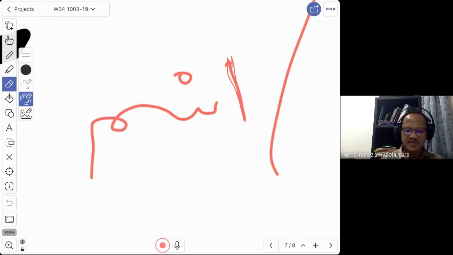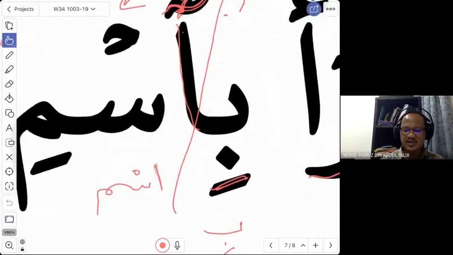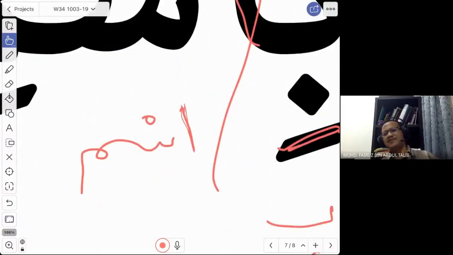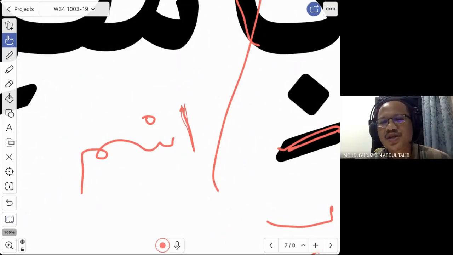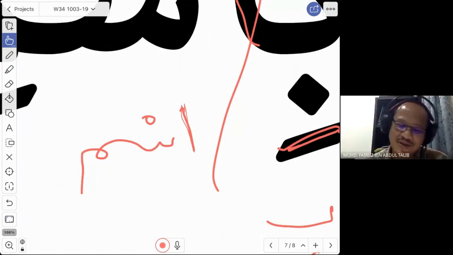Okay, let me remove this first. What is the vowel for this alif? Here you don't see any vowel. So my question is, what do you read? How do you read the alif if it is at the beginning of a sentence? Is it asmon, ismon, usmon? Ismon, yes, correct. But how do you know it is ism and not asm or usm? How do you know? Because you learn it that way. This is what we have learned.